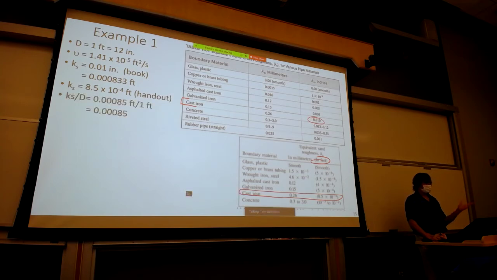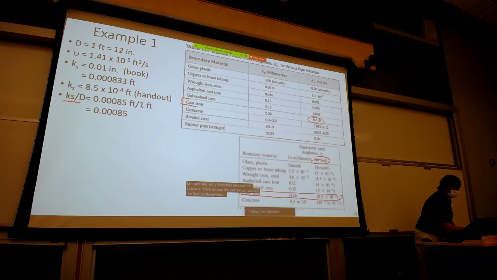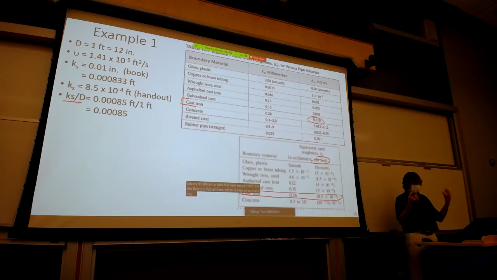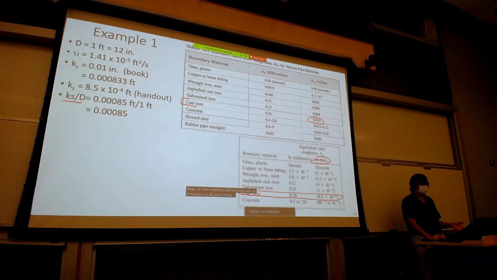So now that we know the absolute roughness, k sub s, we can calculate the relative roughness, which is k sub s over D. k sub s, absolute roughness, has dimensions. k sub s over D, relative roughness, is dimensionless. So 0.00085 feet divided by the diameter of 1 foot is 0.00085.